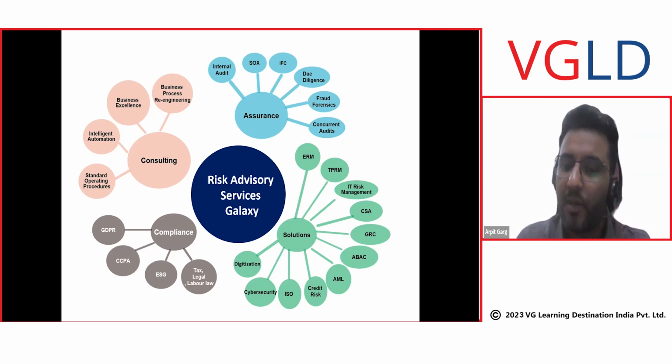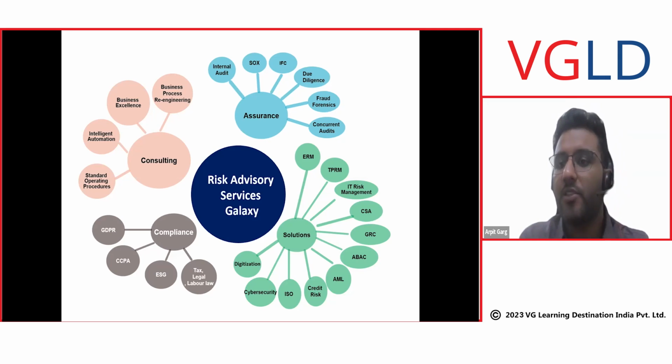Companies have third-party risk management teams. Companies have IT risk management teams. Companies have control self-assessment teams. Companies have GRC, which is governance, risk and compliance team. Companies have a separate anti-bribery, anti-corruption team, anti-money laundering team, credit risk team, ISO certification related to risk management, to information security, to TSACs. Talking about cybersecurity, digitization of different solutions, project management.